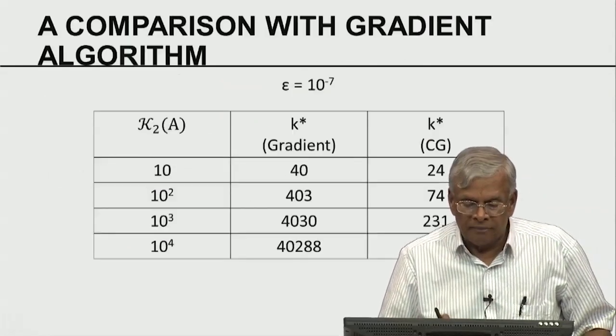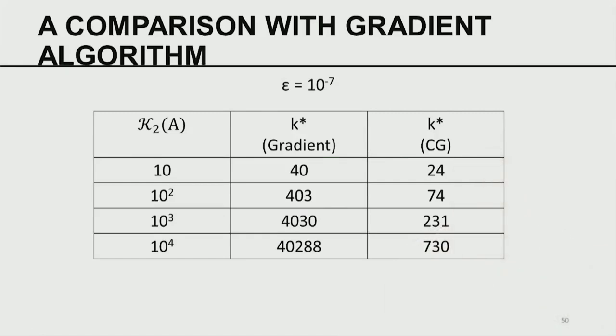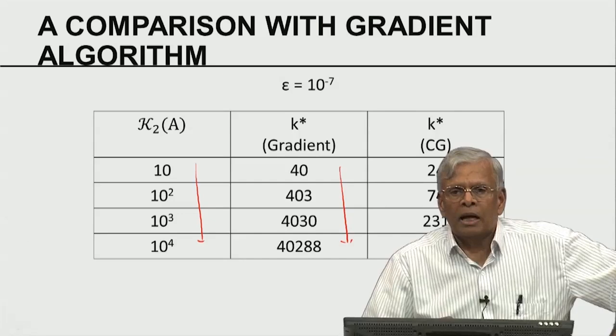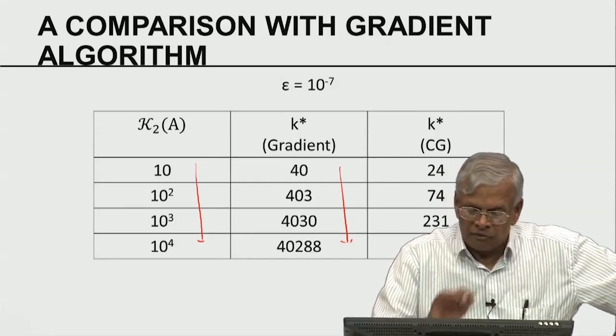This follows again the same idea. So now I would like to compare conjugate gradient with the gradient algorithm. Here I have given you various examples of kappa. Here is the number of iterations that are needed in the gradient algorithm. Here is the number of iterations that are needed in the conjugate gradient algorithm. So with the presence of finite precision arithmetic, conjugate gradient beats the gradient method hands down. It can perform absolutely very well. That's the power of the conjugate gradient with respect to the gradient algorithm.